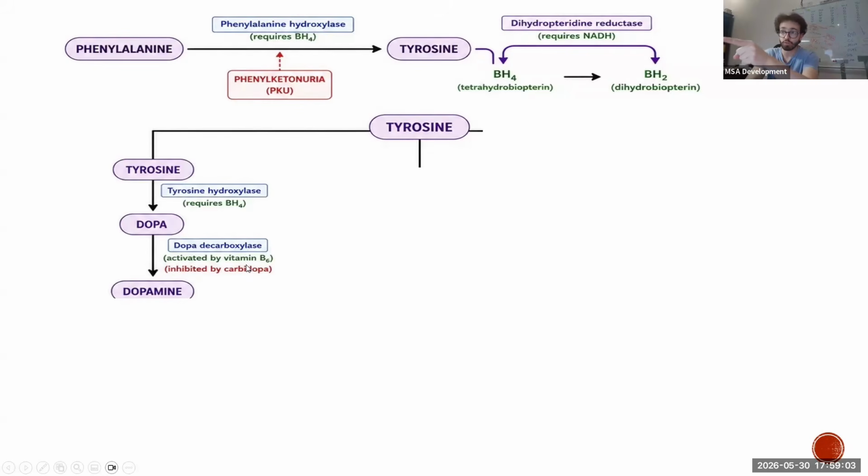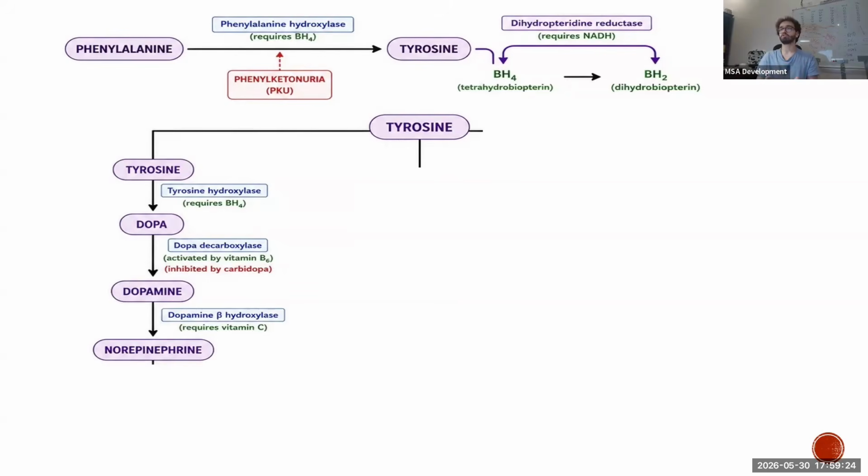I want you to remember these 2 points. And dopa decarboxylase is activated by vitamin B6 or inhibited by carbidopa. Okay, remember this. Then dopamine will become norepinephrine by dopamine beta hydroxylase, and this enzyme requires vitamin C. You see, guys, every single enzyme requires something, and you have to memorize it, okay? Yeah, I can't explain way too much here. It's genuinely memorization.